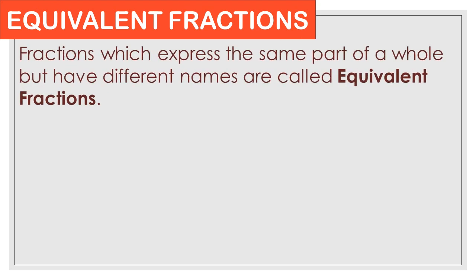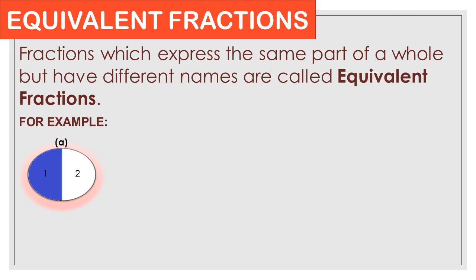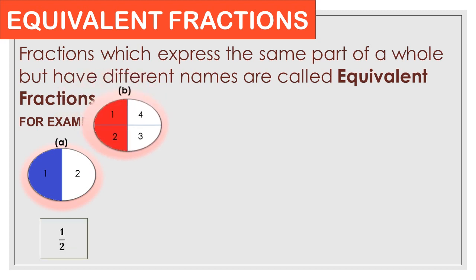Let me explain you one by one. Number 1, equivalent fractions. Fractions which express the same part of a whole but have different names are called equivalent fractions. For example, see the given circle. In figure A, the circle is divided into two equal parts, so each part is 1/2. So fraction of blue part is 1/2.